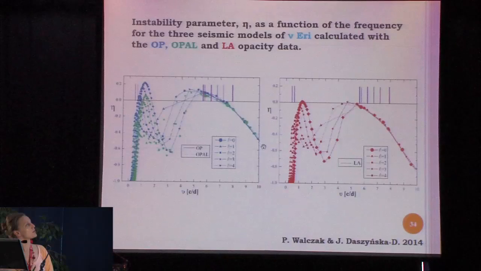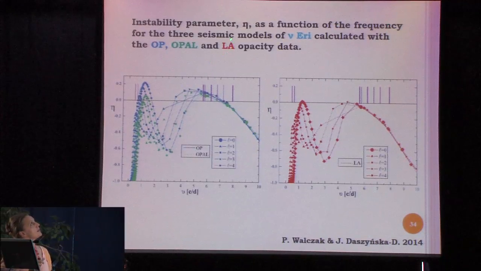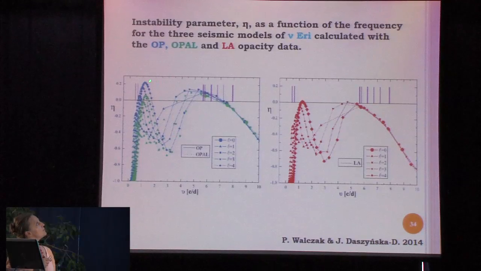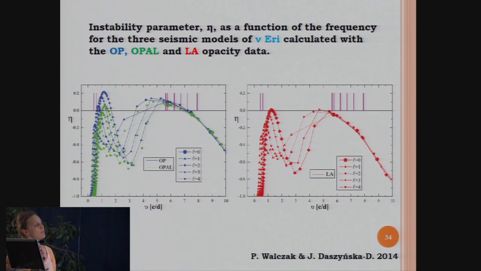And it has, of course, consequences. This is eta as a function of frequency for three seismic models of New Erie, calculated with 3 opacity data. Here, in blue you have OP, in green you have OPAL, and this is the situation for these models. But for Los Alamos data, we can see that all modes, except this one, are stable. So with Los Alamos data, we have a problem with instability.